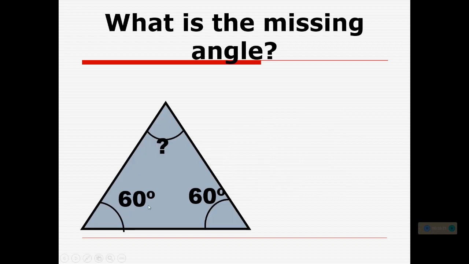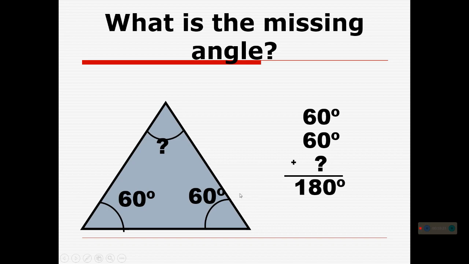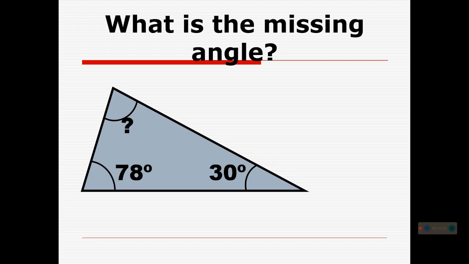Okay, next. How about this triangle? We are given 60 degrees, 60 degrees. What should be the measure of the third angle for you to have 180 degrees? That's correct. So we have 60 degrees also. Correct. How about this one?